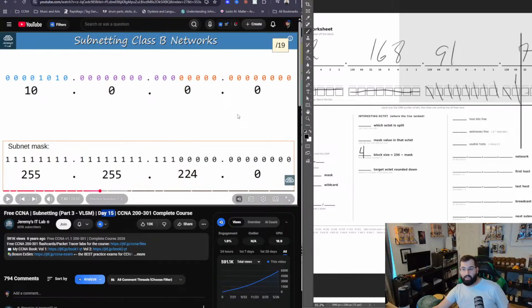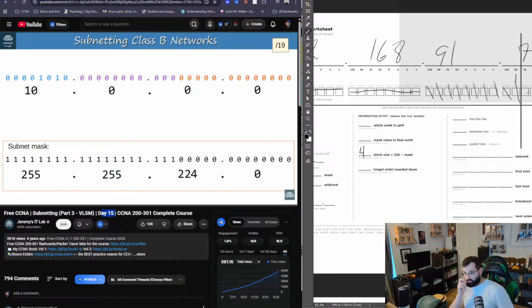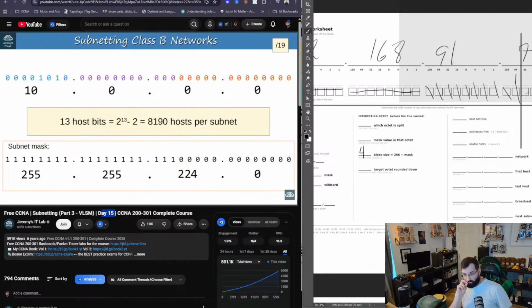He went all the way to 2000. 11 bits allows us to create the required 2,000 subnets. This means we will use a /19 prefix length. Now, how many hosts will be in each subnet? Well, there are 13 host bits remaining, so that means 8,190 hosts per subnet.